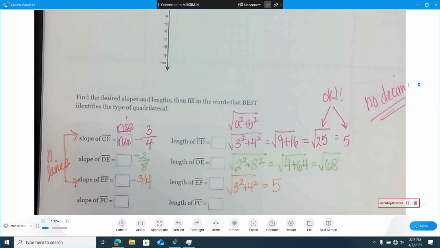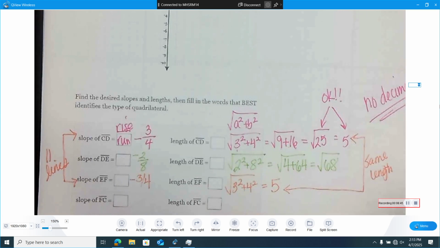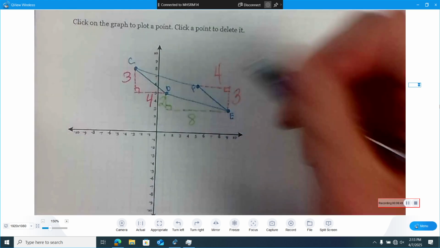All right. Questions so far? Isn't it pretty? Look how colorful it is. Oh, hey. What do you notice about these lengths? They're the same length. Look at that. Okay. Fantastic. Okay, one more, FC.